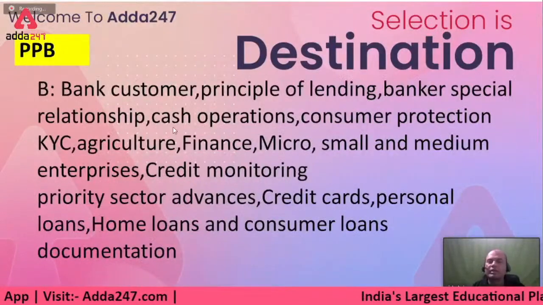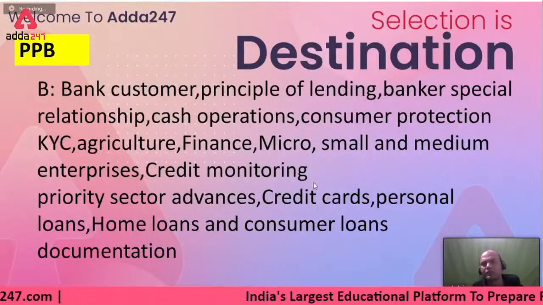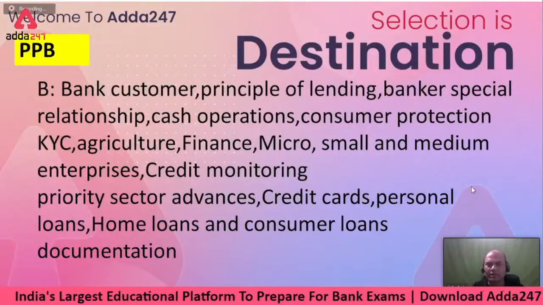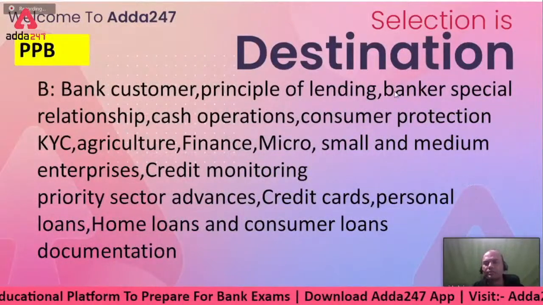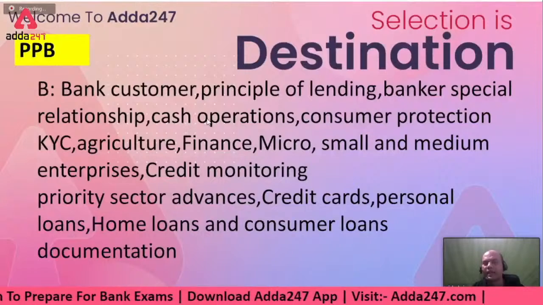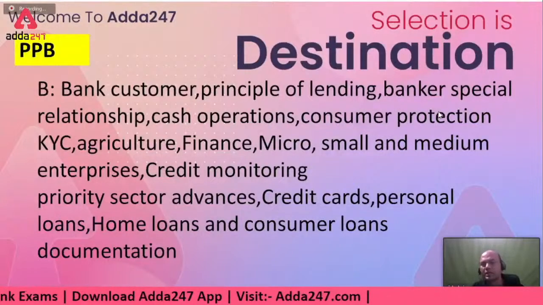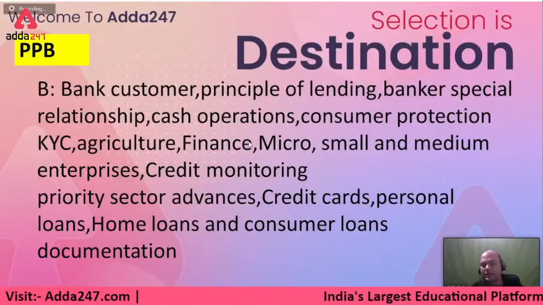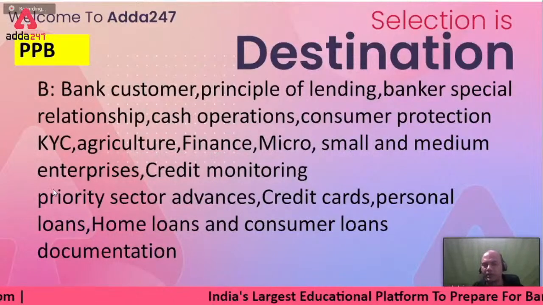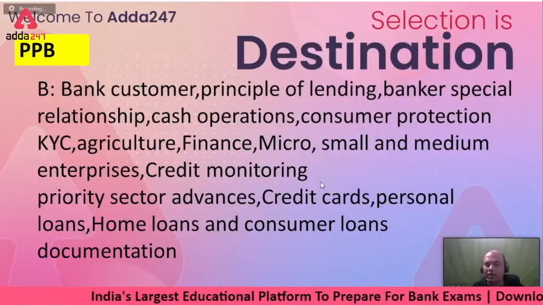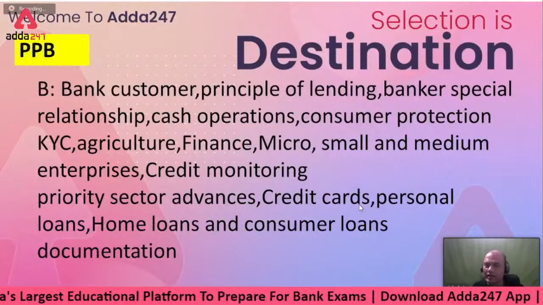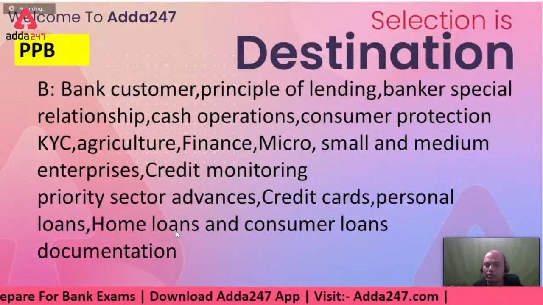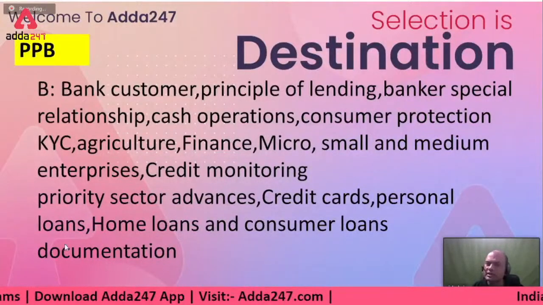Module B, this is core banking. Core banking means whatever you do in the bank. So what is the banker customer relationship, principle of lending, banker special relationship, cash operations, consumer protection, KYC, agriculture loans, agriculture finance, micro, MSME we will call it finance, then credit monitoring, priority sector advances, credit cards, then personal loans, home loans, consumer loans, and documentation for each.